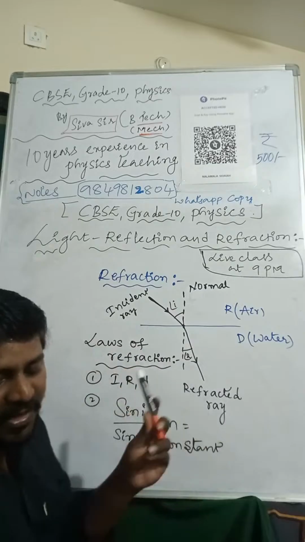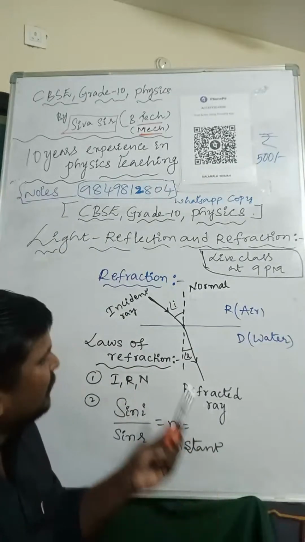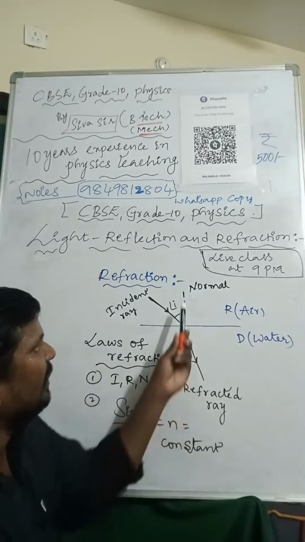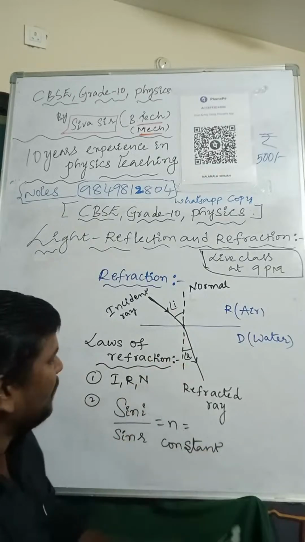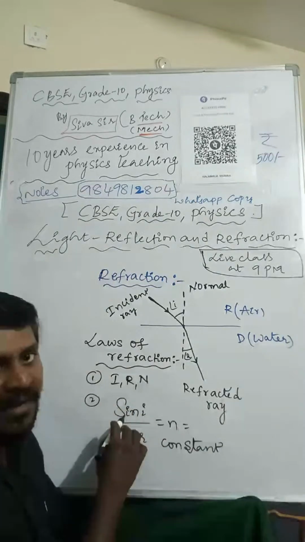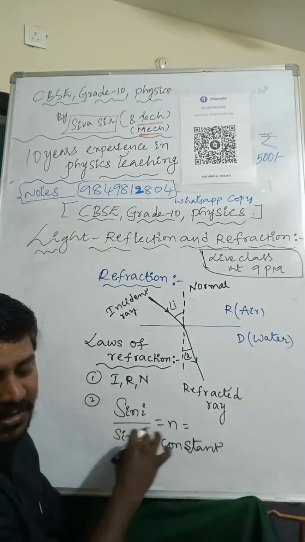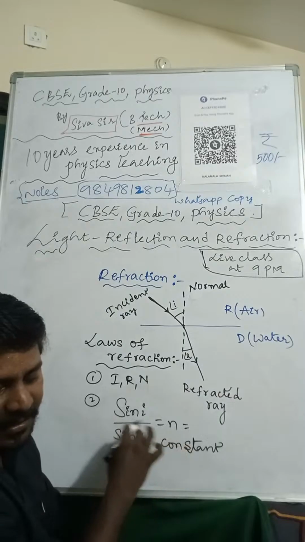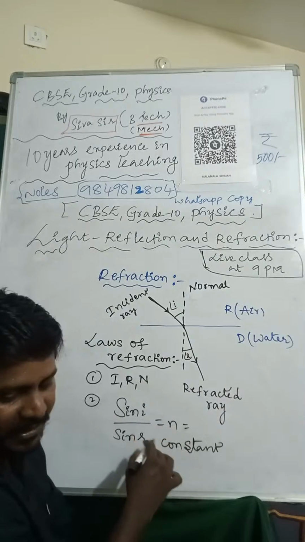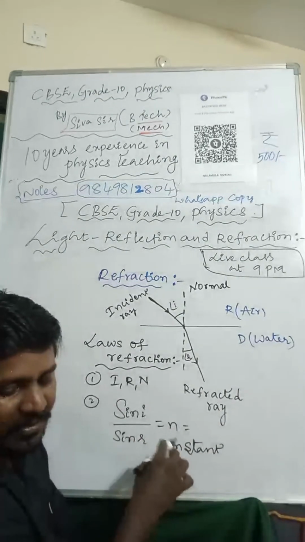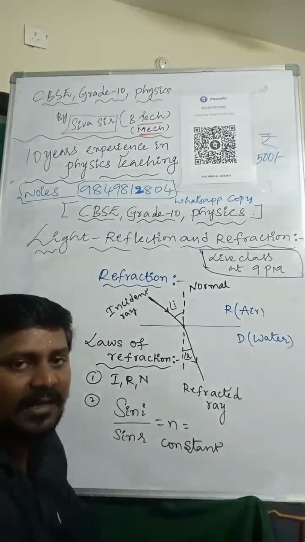So, the laws of refraction. What are the laws of refraction? The incident ray, refracted ray, and normal line lie in the same plane. The ratio of sine of angle of incidence to sine of angle of refraction is equal to a constant. That is nothing but the refractive index, n. Do you have any doubts related to this?